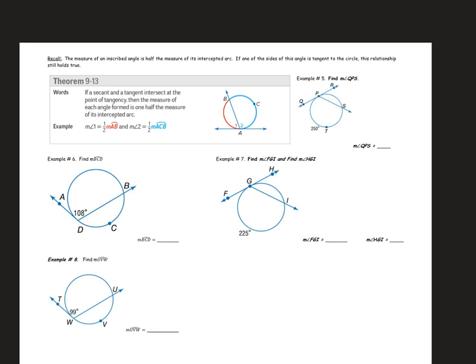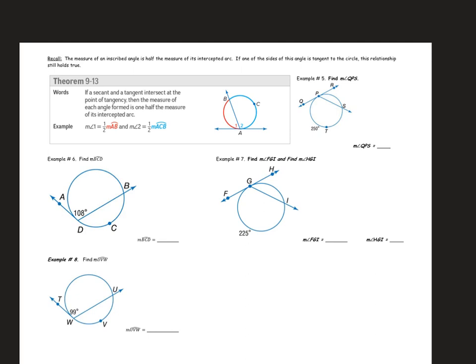So recall from previous notes, the measure of an inscribed angle is half the measure of its intercepted arc. If one of the sides of the angle is tangent to the circle, the relationship still holds true. So this leads us to theorem 9-13. If a secant and a tangent intersect at the point of tangency, then the measure of each angle formed is 1/2 the measure of its intercepted arc.